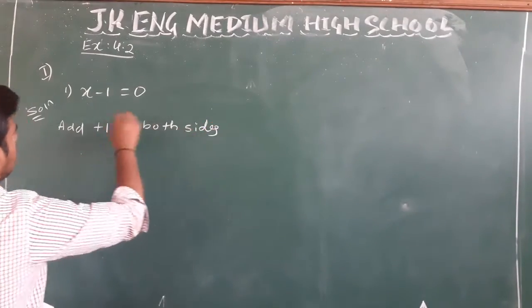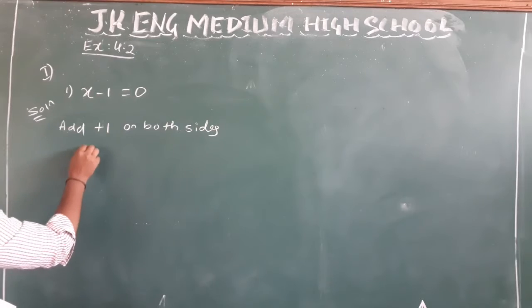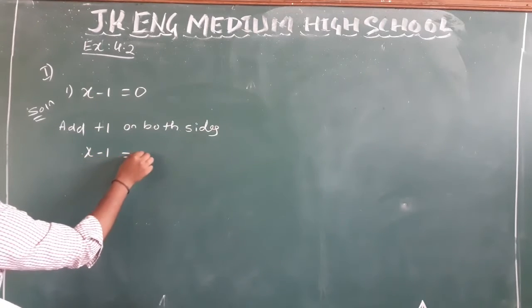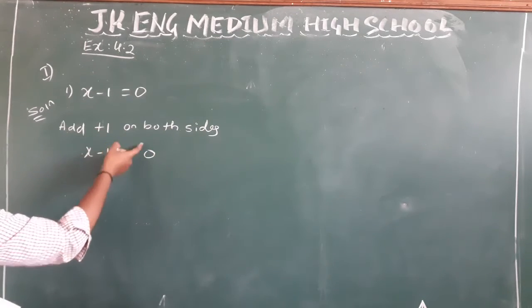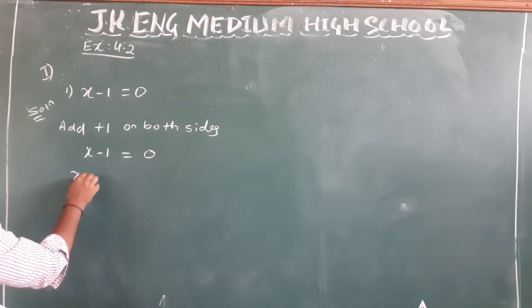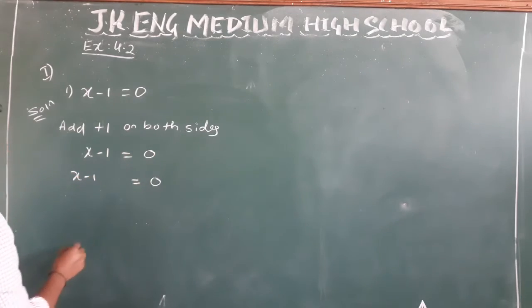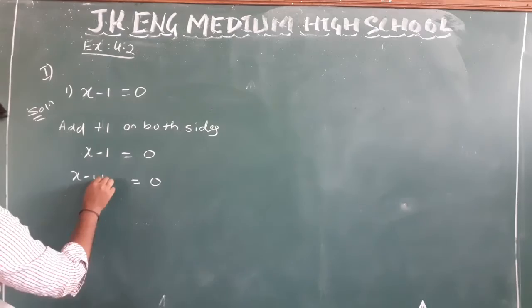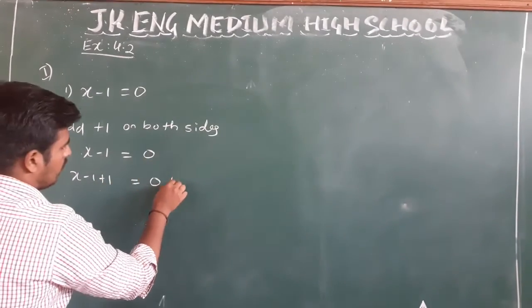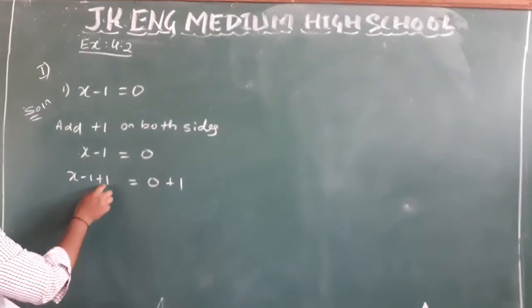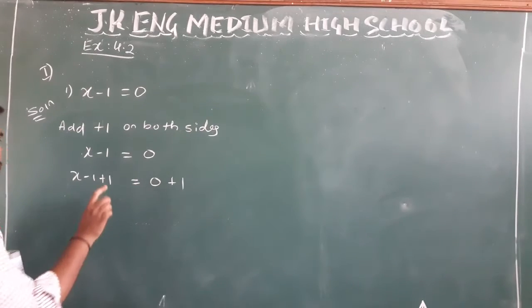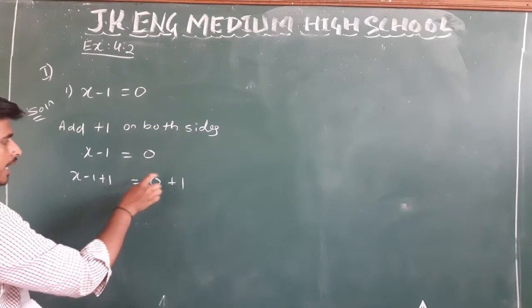Add +1 on both sides. So write one thing, x minus 1 is equal to 0. +1 on both sides. You must add on both sides, +1 here and +1 here. If you don't add on both sides, it will not remain an equation. To maintain that equation, I have to add here.